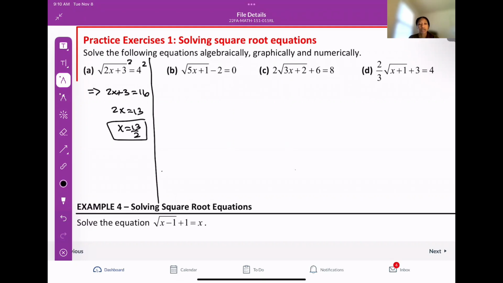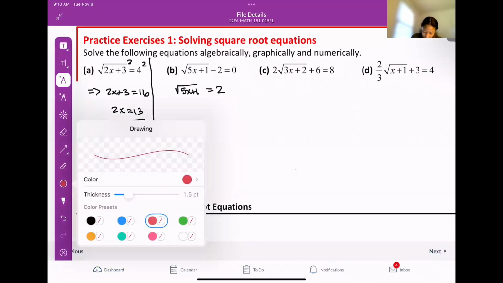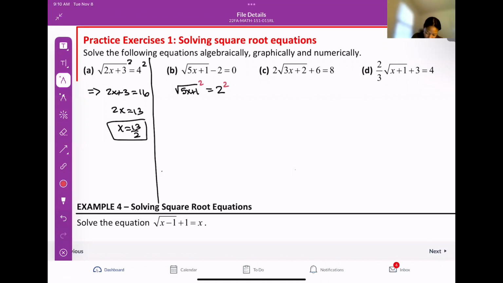All right, for part B, the square root of 5x plus 1 minus 2 equals 0. We can add 2 to both sides to isolate the radical. So we'd have the square root of 5x plus 1 equals 2. Then from here, we want to square both sides. The square root of 5x plus 1 squared just leaves us with the 5x plus 1. That equals 2 squared, which is 4. And then again, we have this linear equation that we know how to solve. Subtracting 1 from both sides gives us 5x equals 3. And then dividing both sides by 5 gives us x equals 3/5.